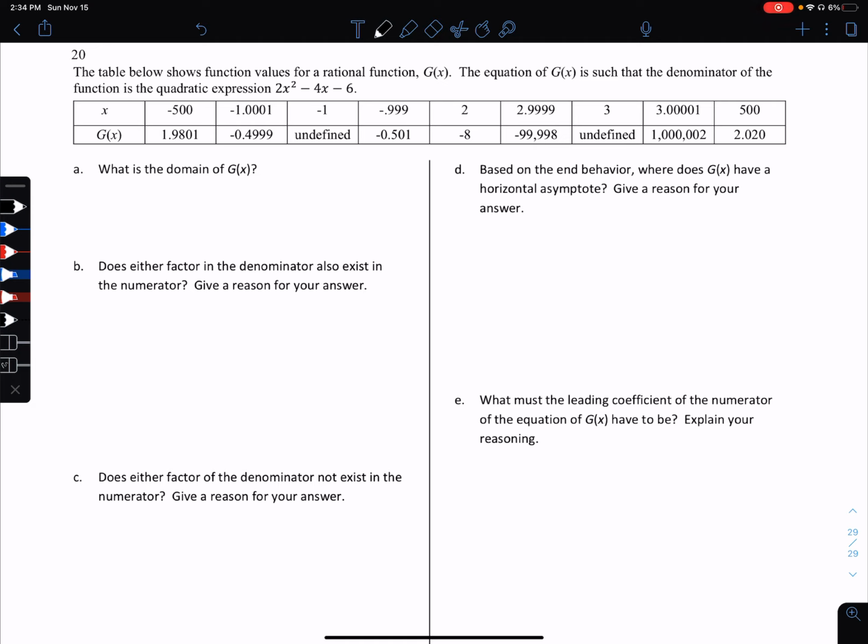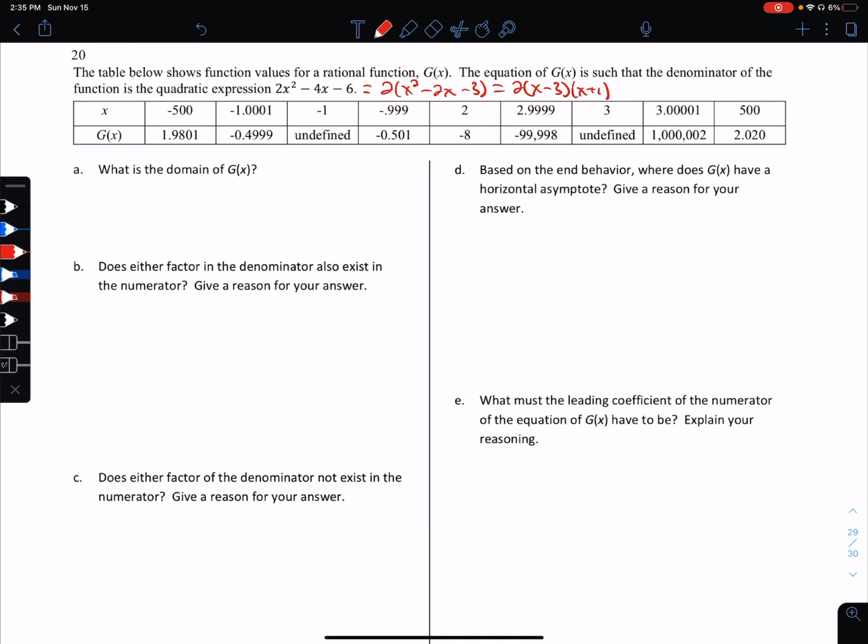The table below shows a similar function. It tells us the equation of g of x, such that the denominator is the quadratic function 2x squared minus 4x minus 6. Now when I see this, I instantly want to factor it. Not because I'm super into factoring, but factoring a rational function, any function for that matter, is usually helpful. At this point, I don't know how it's helpful, but it does build my confidence to do something when a problem starts, so I factored it.